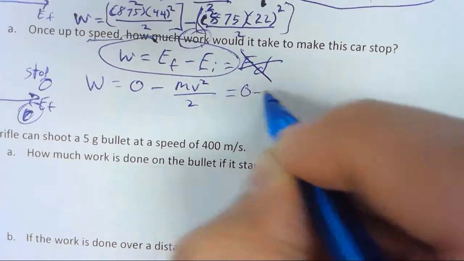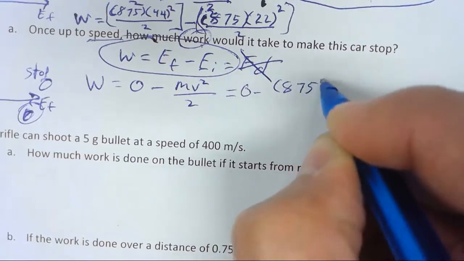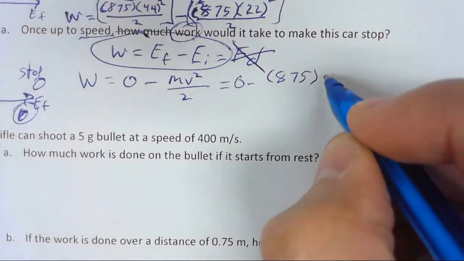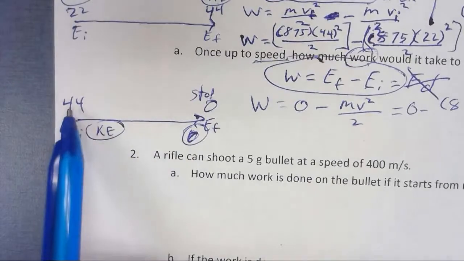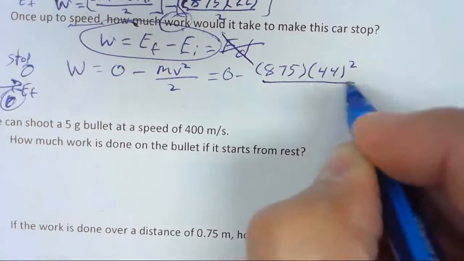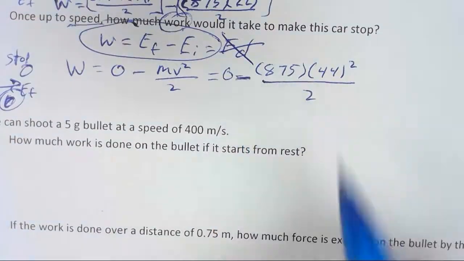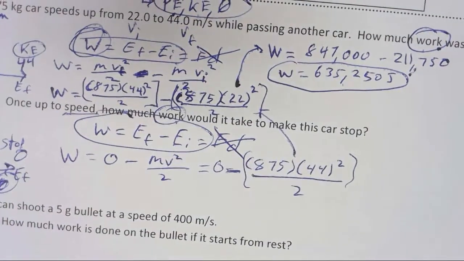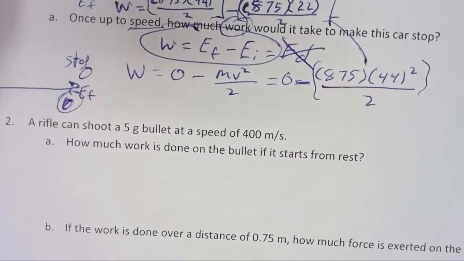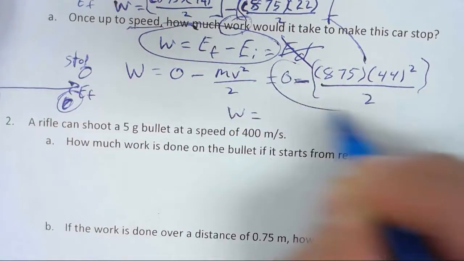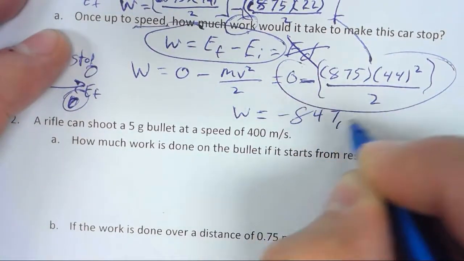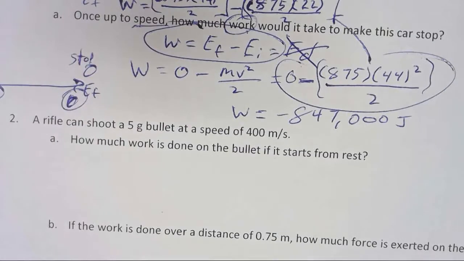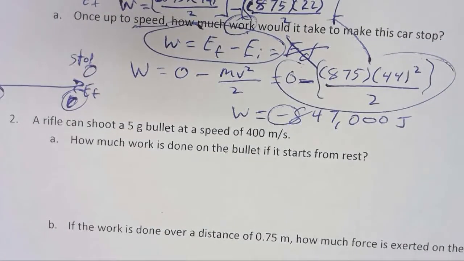Write the rest right here. 0 minus the mass. The mass is the same car, by the way, if you hadn't caught that up to this point. 875. The speed is now 44. We're starting at a 44 meters per second speed, over 2. And you don't have to calculate this, because we just did it right there, and we got 847,000. So in order to stop this car, 0 minus 847,000 gives us negative 847,000 joules.